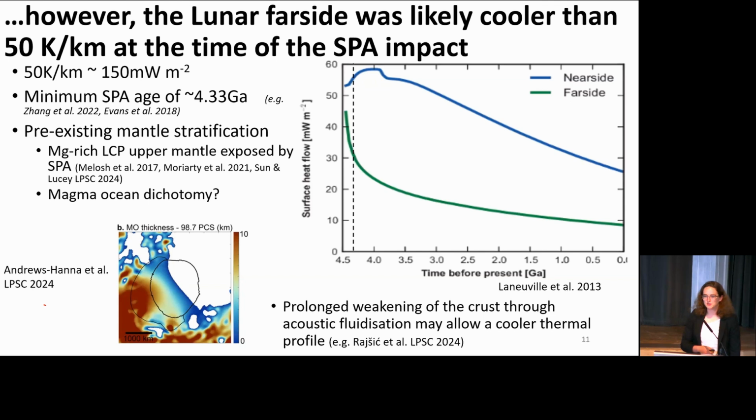So the question is, how do we then generate a weaker crust, but without a 50 Kelvin per kilometer profile, so that we don't generate these rims of material which are not consistent with observations? A potential solution is to include acoustic fluidization in our models. Acoustic fluidization can weaken the crust and hopefully generate results that are more consistent with observations without needing such a hot temperature. And that's been incorporated in 2D, but we're looking to incorporate that in 3D in future work.